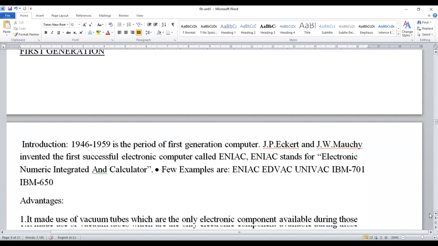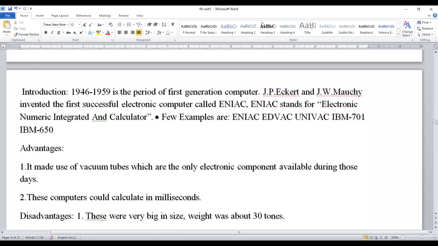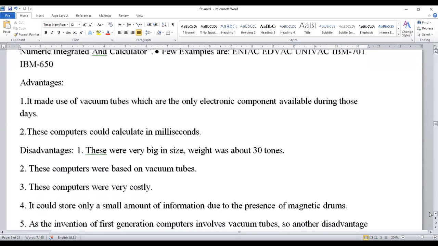First generation computers are from 1946 to 1959. This is the period in which the first successful electronic computer was invented, called ENIAC, Electronic Numerical Integrator and Calculator. A few examples are ENIAC, EDVAC, UNIVAC, IBM 701, IBM 650. These are all the names of first generation computers.